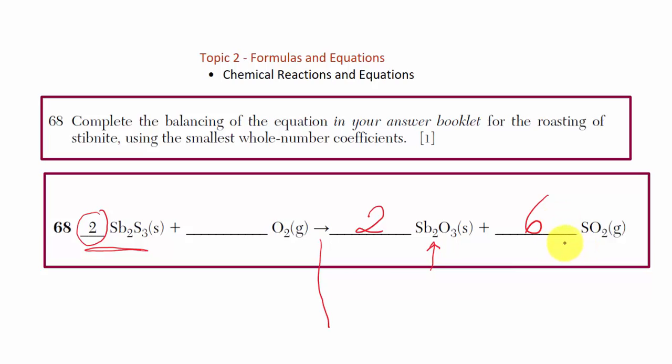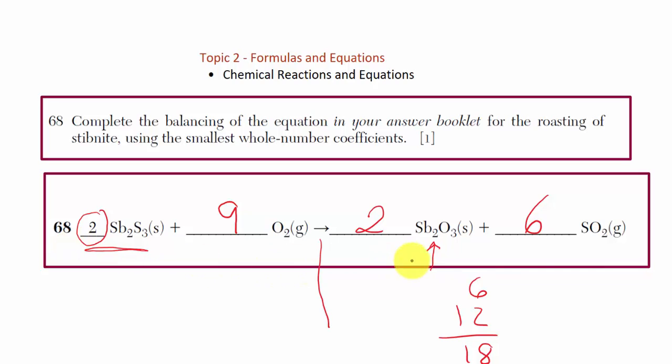Now let's add up all the oxygens. We have 2 times 3, or 6 oxygens in this space, and then 2 times 6, or 12 oxygens in this space, for a grand total of 18. So we have to represent 18 oxygens. You can see that they occur in pairs, so we are forced to put a 9 in front of the oxygen part of the equation.